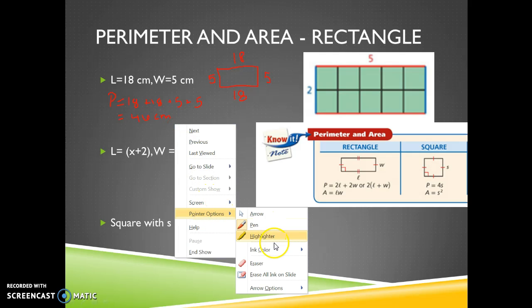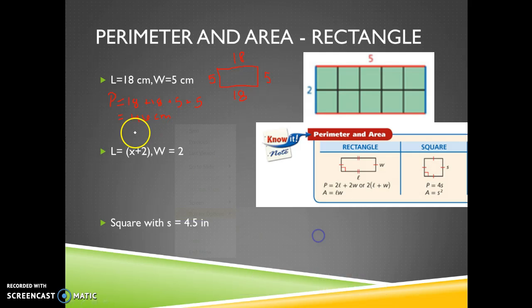Now to determine the area, the white may be a little easier for us to see. Area of a rectangle or a square is simply length times width. So in this case, it's going to be 18 times 5. 18 times 5 is 90. And when you have area, your units are always squared. So we'll do centimeters squared.